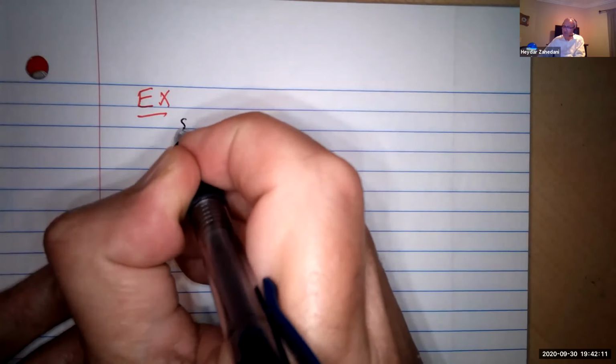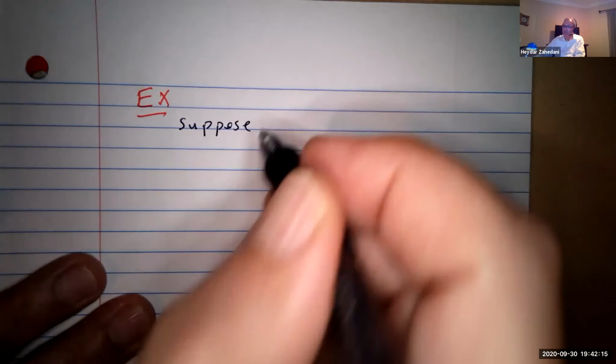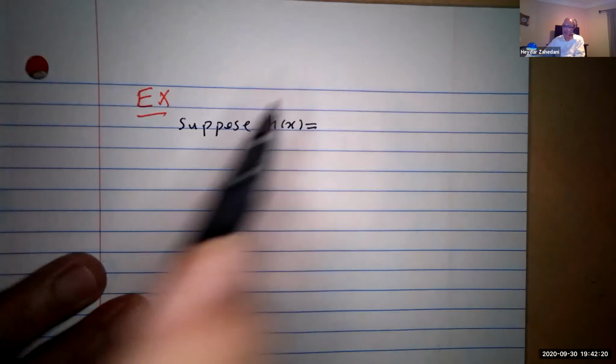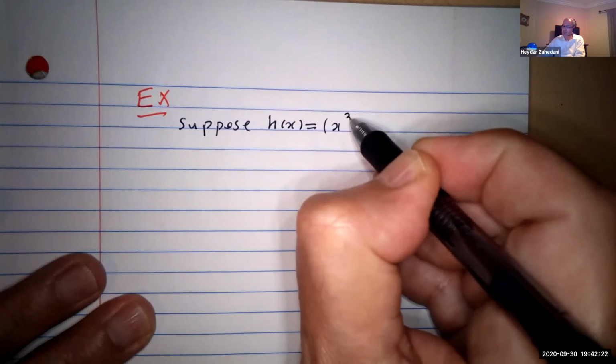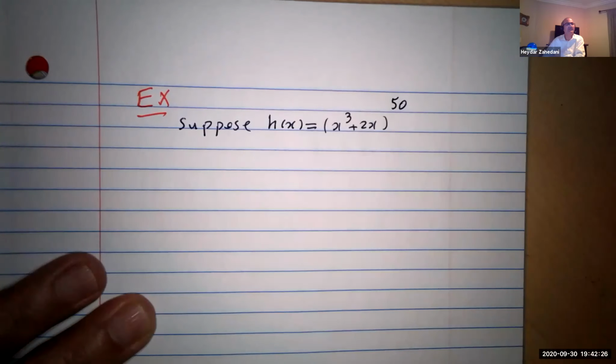I'll just give a very mild one. So what is going to be this application? They give you one function. Suppose a function is given to me. We give you h of x. h of x is equal to x cubed plus 2x, everything to the 50.